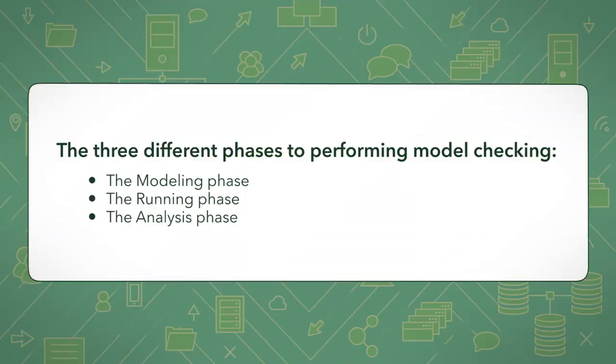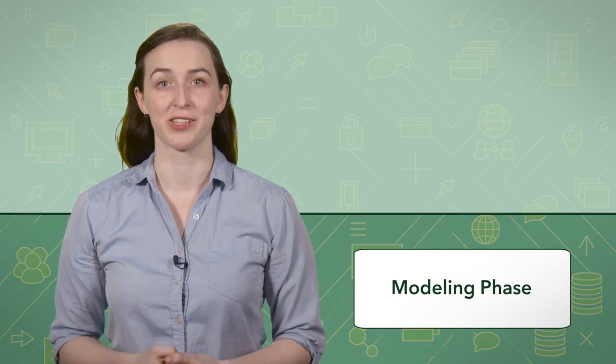There are 3 different phases to performing model checking: the modeling phase, the running phase, and the analysis phase. The modeling phase comes first. This is where you enter the model description. This would be provided in whatever programming language your system uses. You also describe the desired properties.